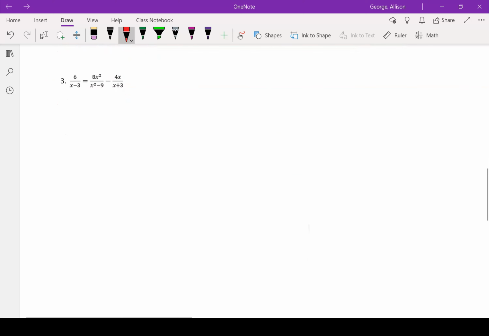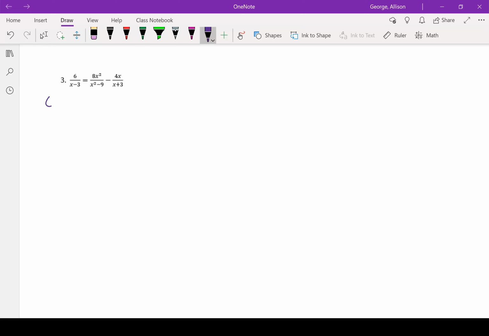Alright, last one for today. Looking at this, let's see, the first fraction is factored. Second fraction is not. Third fraction is. So the only thing we have to factor is that second fraction.